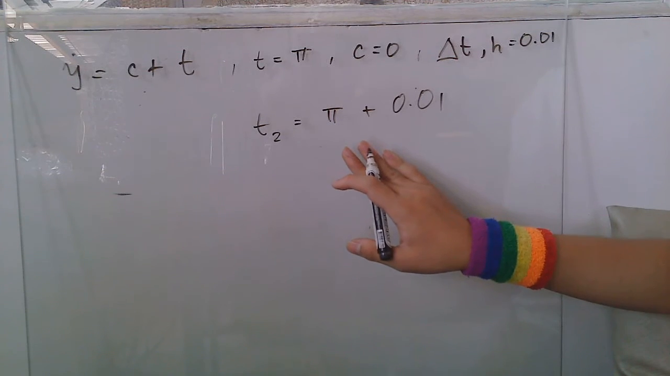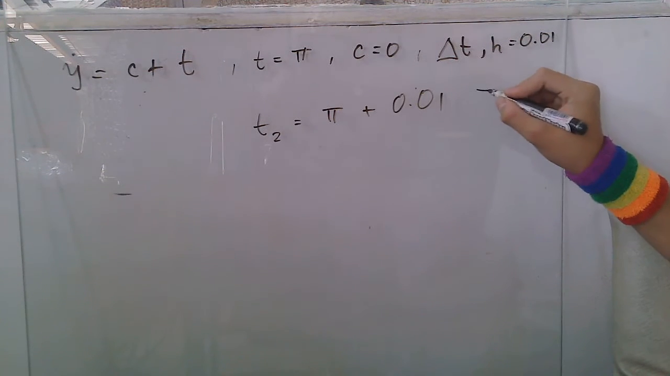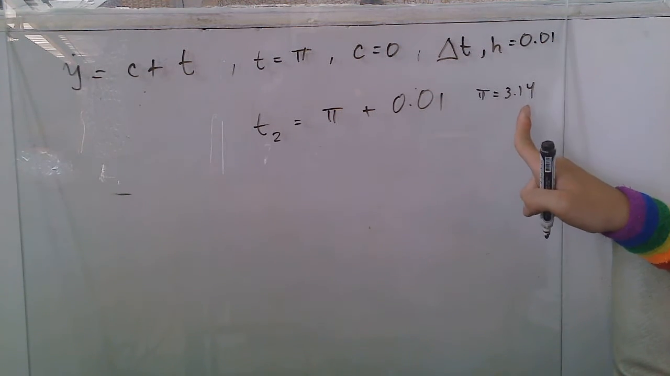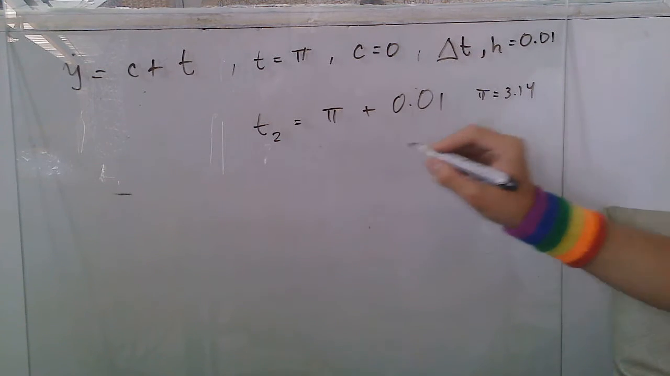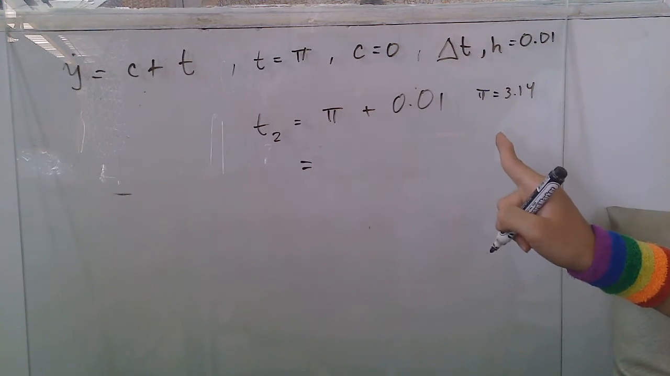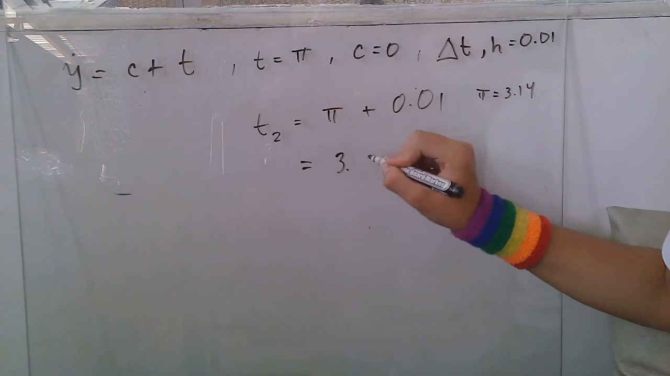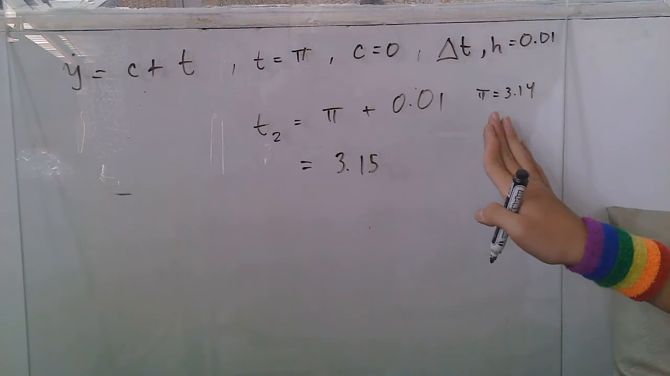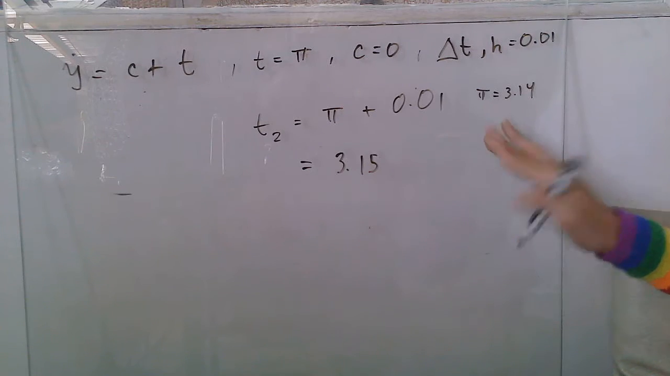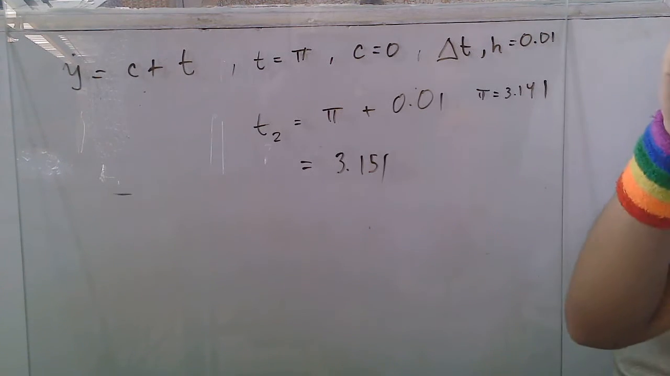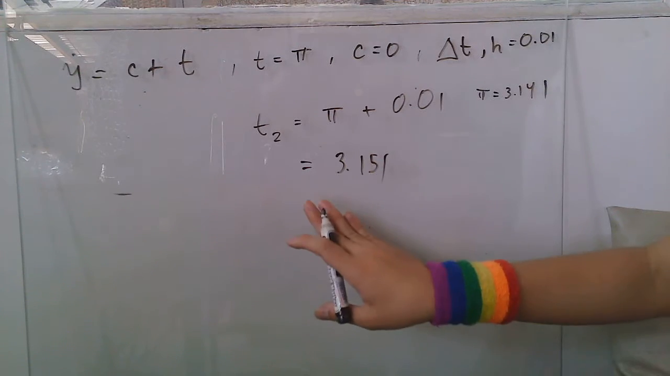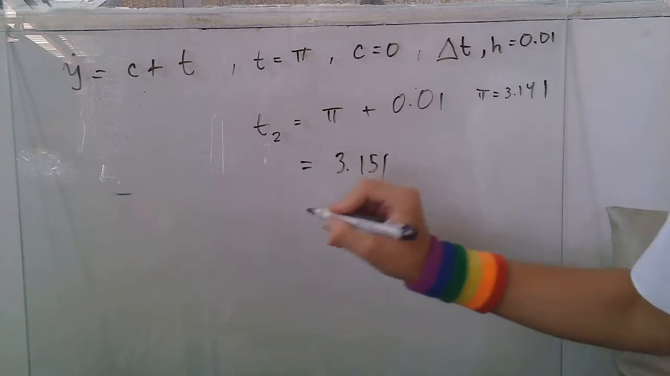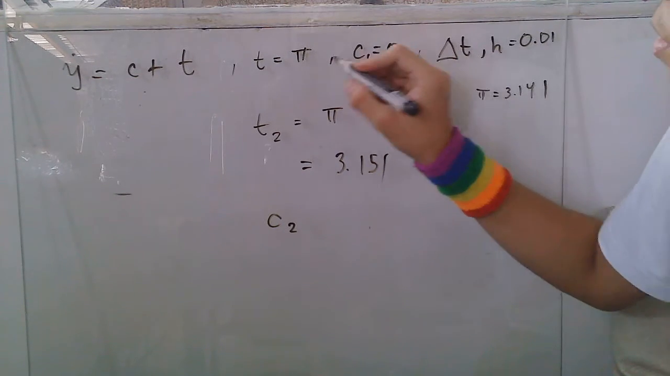That's our value. So if we say that pi is 3.14, let's approximate pi to 3.14. Then this would be 3.15. That's your T2. Let's do 3.151. That's our T sub 2. And so we just use this in the formula so that we can obtain our C sub 2. This is our C sub 1. As we know, C sub 1 is our T sub 1.